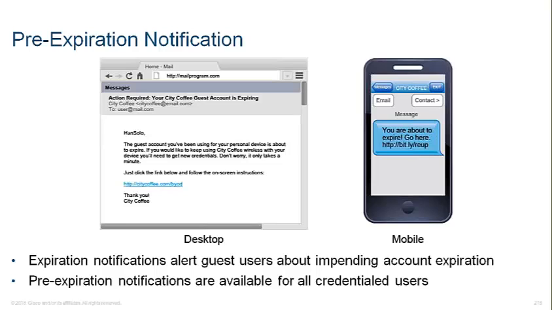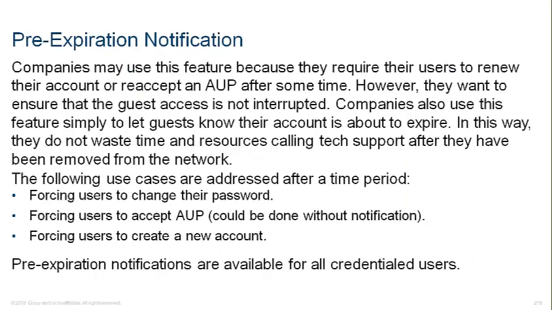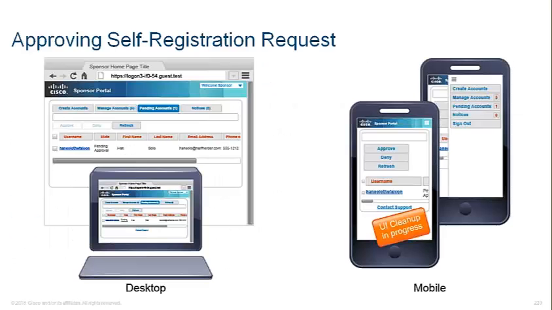Expiration notifications alert guest users that their accounts can expire. I get these over at the hotel. They expire me every day, even though I've got the account. They're going to knock me out every day. I've got to basically re-authenticate every day. I think it runs about 24 hours or something, and then it knocks me out again. Right in the middle of what I'm doing, it'll knock me right out. And I don't get a message. So I don't get a pre-expiration notification. So that's all about that.